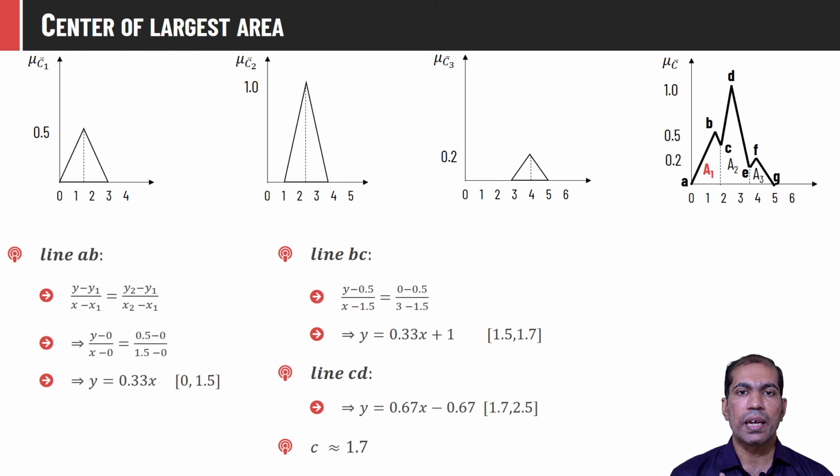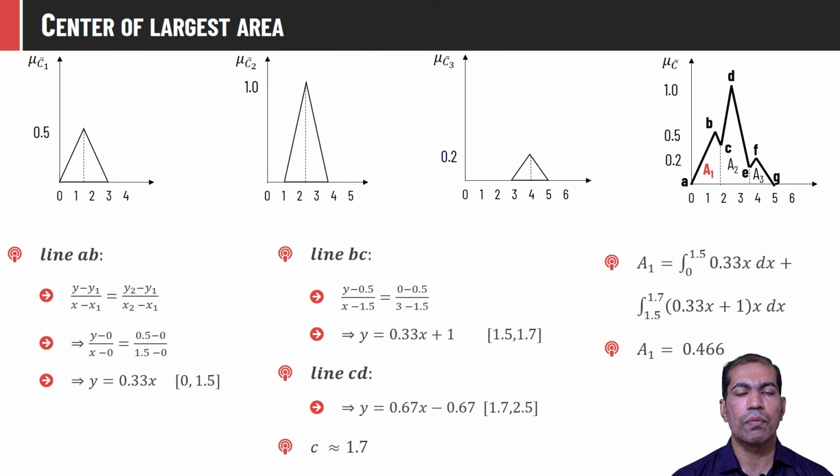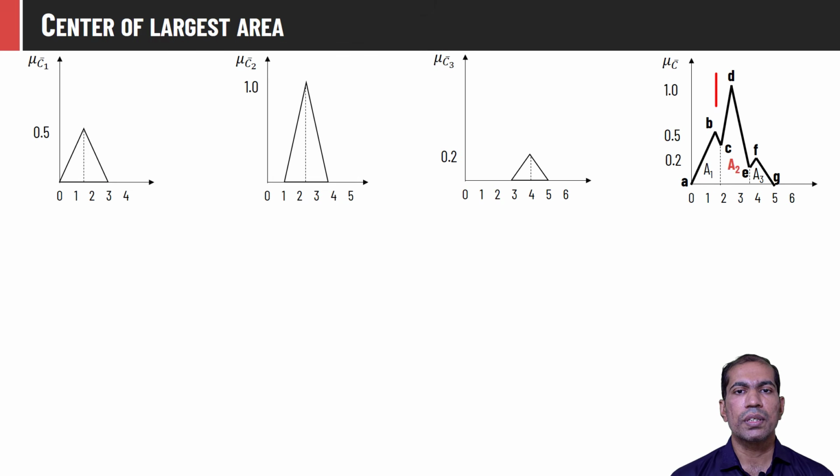And this concept we can apply onto the first example I was talking about in the CoG method. The region A1 comprises line AB and BC. So the area of that region can be computed by the integration over these two lines, and that area A1 would be 0.466.